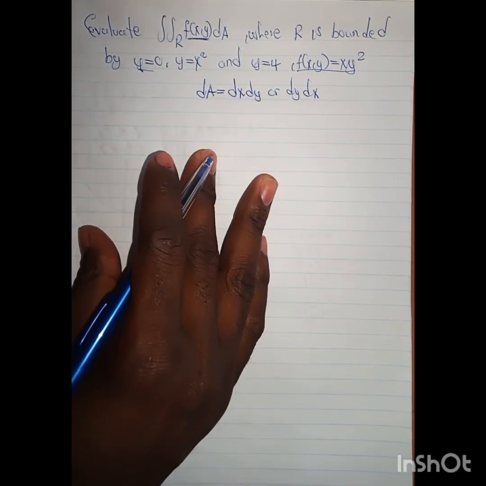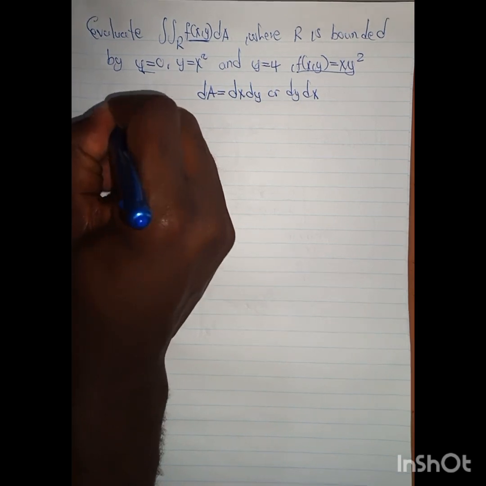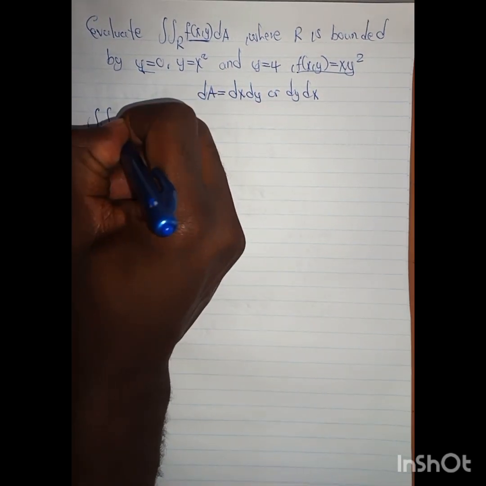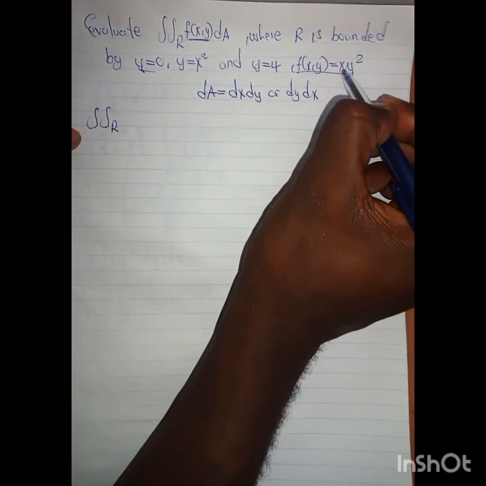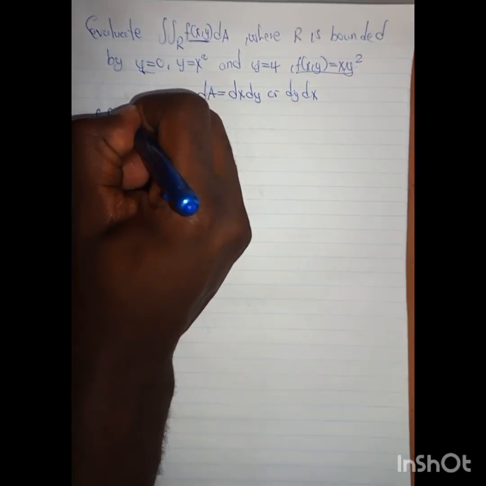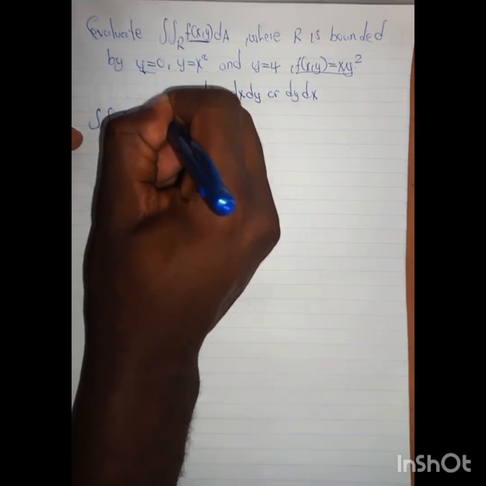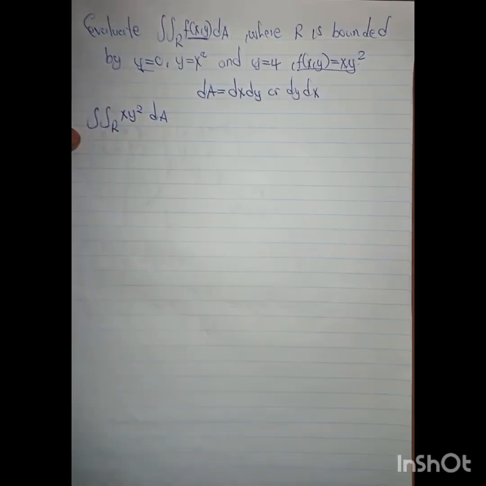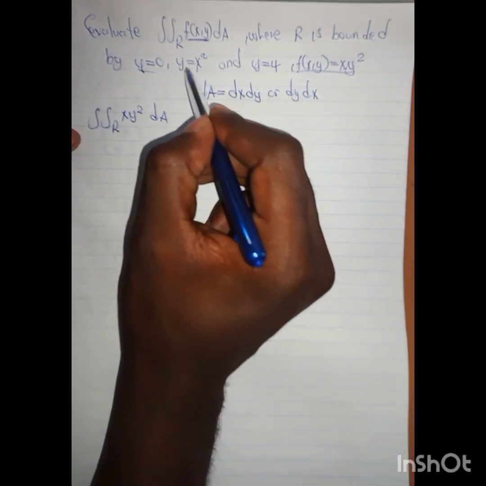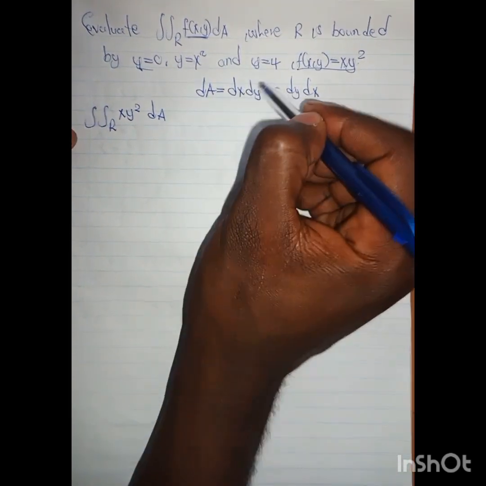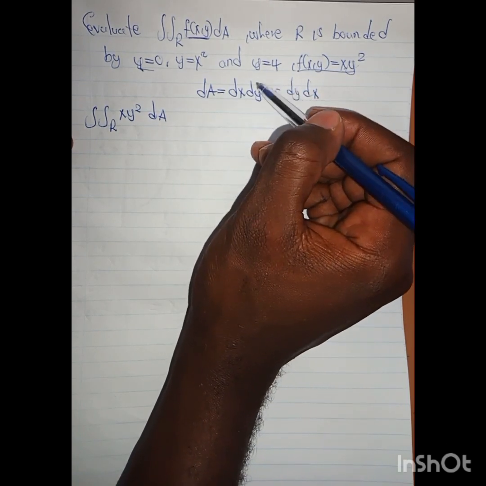So let us try to fit what we have into the double integral. We have f of x, y, which is given by x y squared. So we have x y squared dA as it is for now, because we don't know whether we must have dx first or dy first. Let's just keep it as dA. And then we have the function y equals x squared, also the line y equals 4.